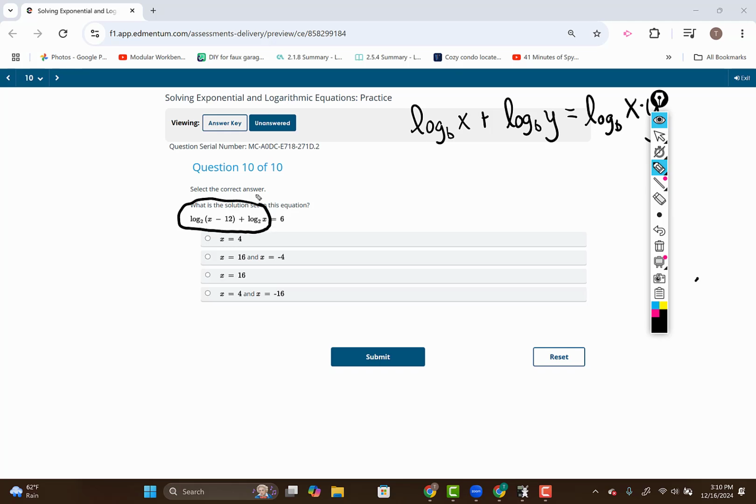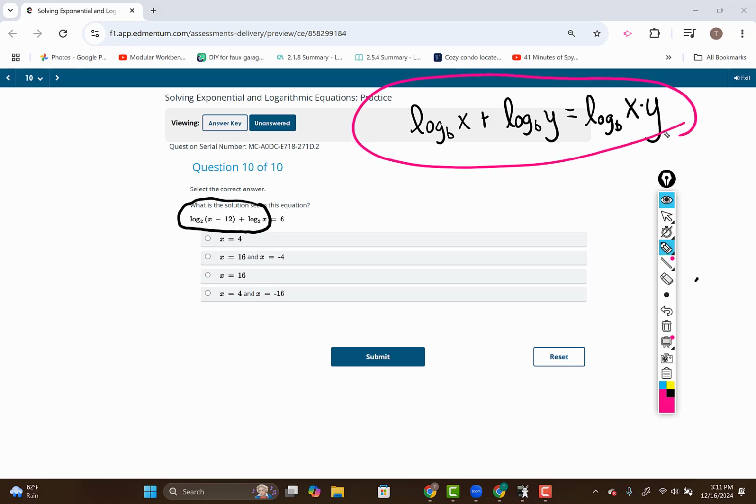And typically when that occurs, our first goal in this problem is to condense the two logarithms into one logarithm. As you can recall, the log property we want to use here is right up here in the top right corner. Two logarithms that we're adding together, we can condense by changing this to multiplication.